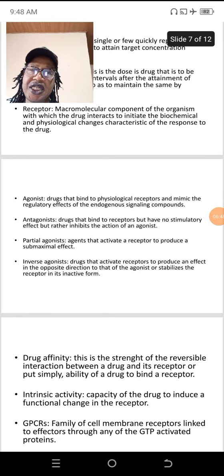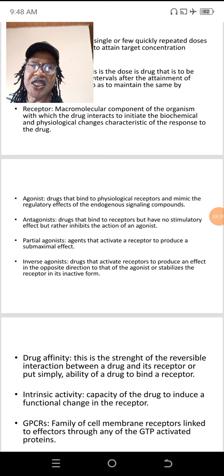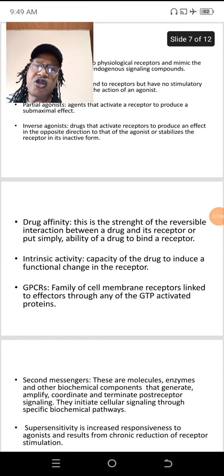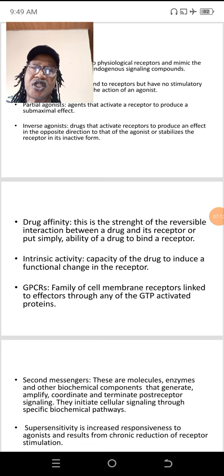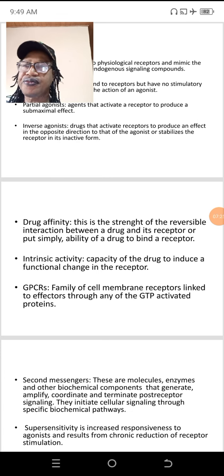Partial agonists are agents that activate a receptor to produce a submaximal effect, whereas inverse agonists are drugs that activate receptors to produce an effect in the opposite direction to that of the agonist, or stabilize the receptor in its inactive form. Drug affinity. This is the strength of the reversible interaction between a drug and its receptor, or put simply, it is the ability of a drug to bind a receptor. Intrinsic activity is the capacity of the drug to induce a functional change in the receptor.